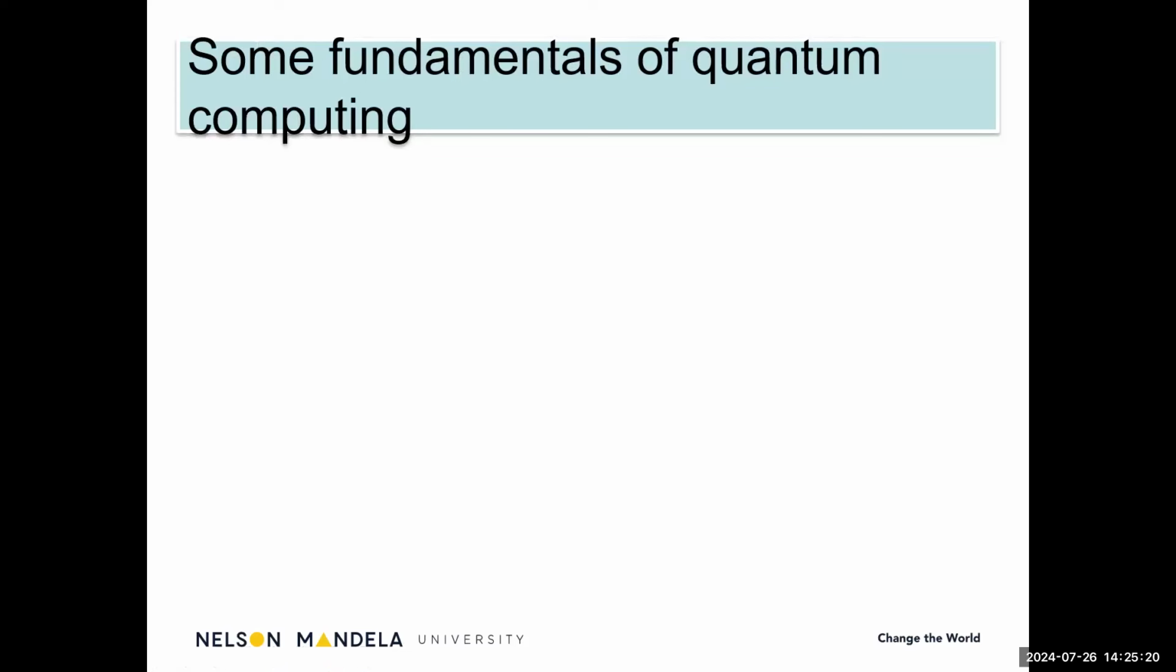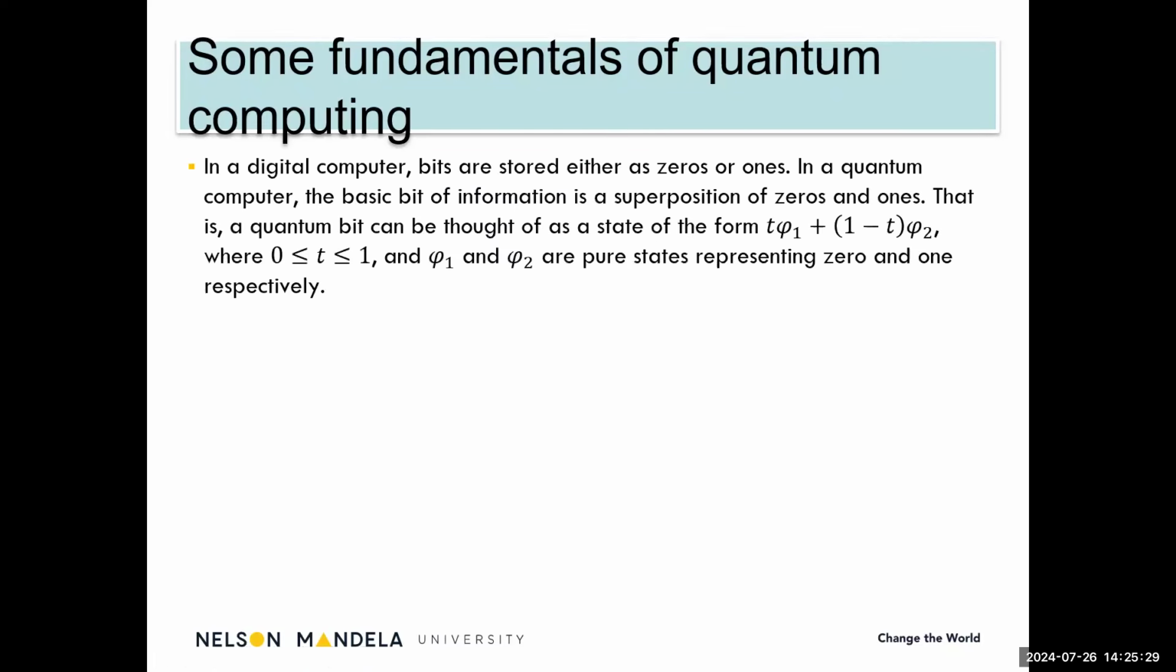Okay, next two slides, I just want to recall some very basic fundamentals of quantum computing. I've taken it down in a nutshell. In a digital computer, we store bits as either zeros or ones. But in a quantum computer, you take the basic bit of information as a superposition of 0 and 1. That is, you can think of a state as a linear combination of phi1 and phi2, where t runs between 0 and 1. You can think of phi1 and phi2 as pure states, say. So that's a superposition.